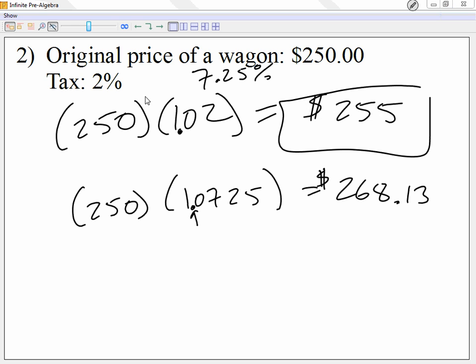The taxes, it's a markup. Kind of like what we did on Monday when we're doing markup.